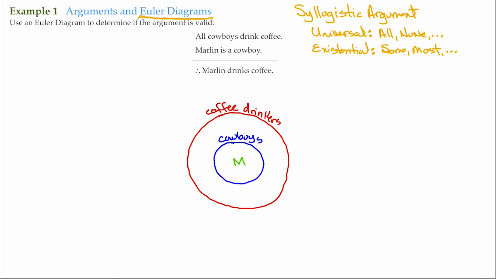And as you can see, if I take away the cowboys, you can see that Marlin is also in the coffee drinkers. So therefore, Marlin drinks coffee. That confirms that this is the only series of Euler circles that we can draw that will express this argument. And of course, it confirms the two premises, confirms the conclusion here, as you can see it. Therefore, Marlin drinks coffee. Yeah, there it is. So this is a valid argument.